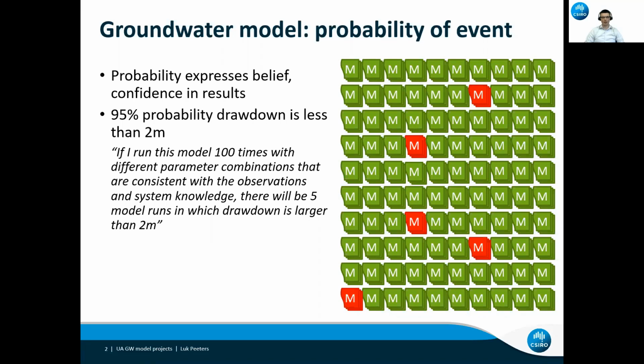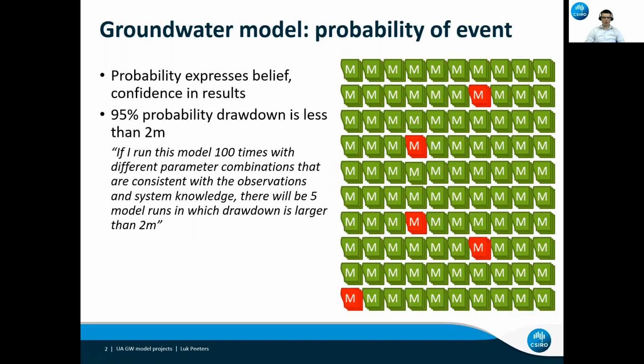Now, that's a pretty short statement, but what it actually means, if you start unpacking that, is that if I run this model 100 times with different parameter combinations that are all consistent with the data and the observations that we have, there will be 5 model runs in which a drawdown will be larger than 2 meters.